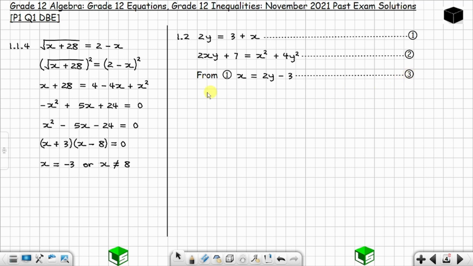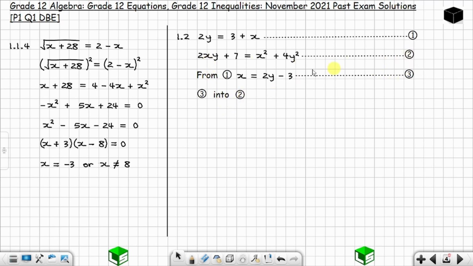Now you take equation number 3 and plug it into 2. Do not plug it into 1, because 3 is obtained from 1. If you plug it into 1, this is not going to help you. You have to plug it into the other equation, which is 2.